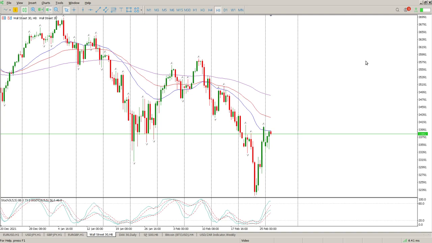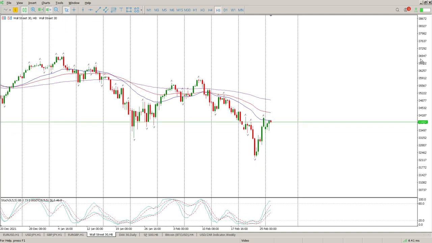Good morning, everybody, and this is your Dow day trade setups for today. So we still have the gap open, and we'll look at that on the lower time frames. But there is the gap open.